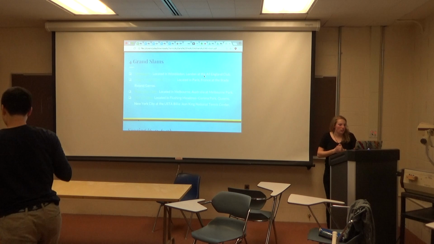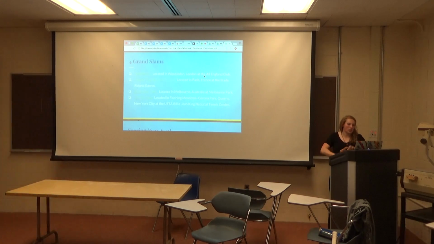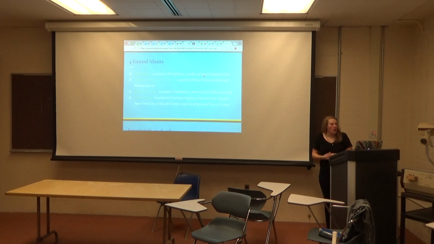So this is in Flushing Meadows, Queens, New York City, and it's at the USTA Billie Jean King Tennis Center. Billie Jean King is a prominent figure within the tennis community. She has been around the sport for a long time now, and she represents different things for the sport, for women, and she's also a lesbian, so she represents different things within the sport.